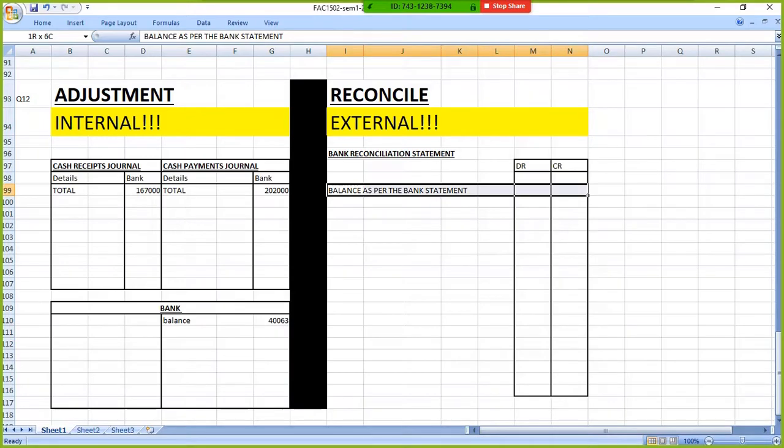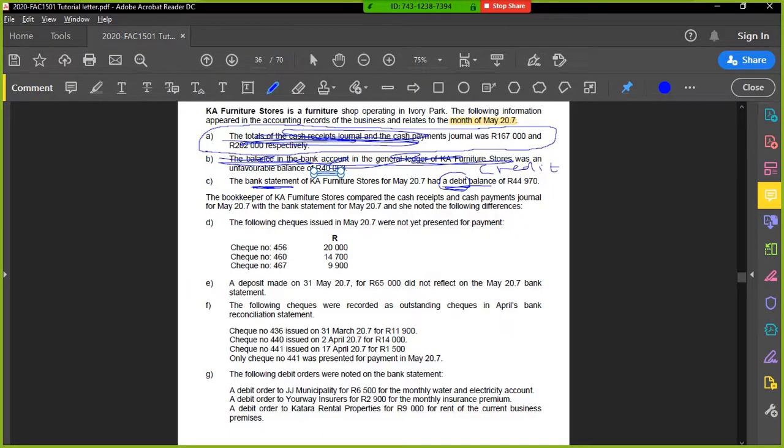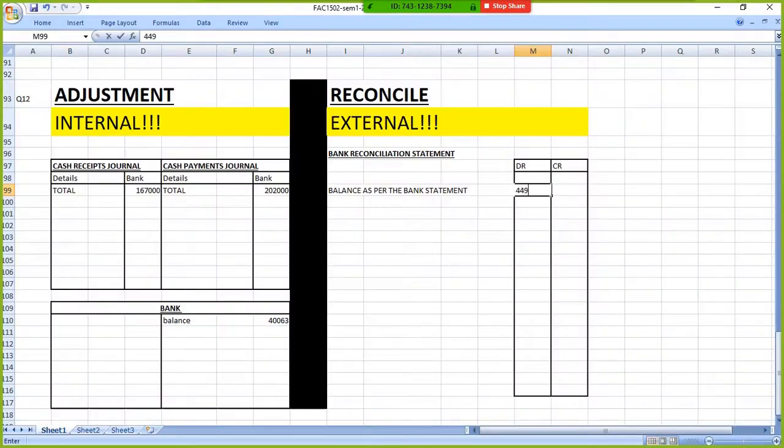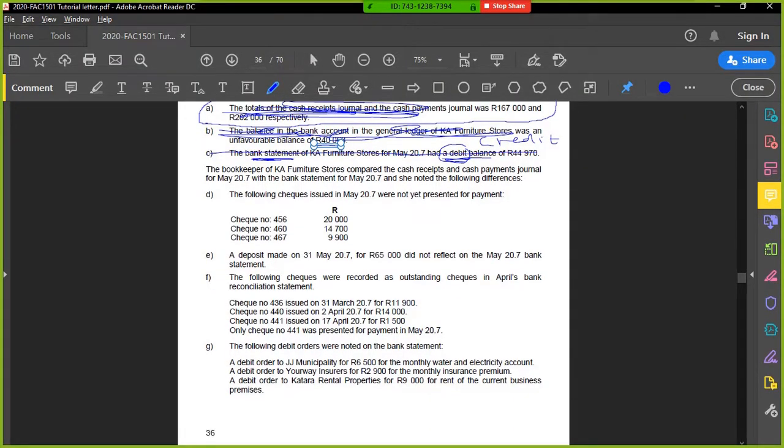So here's the bank statement. What balance does the bank statement have? A debit balance. How much does it have? 44,970. Right, we've looked at that. Next point. The bookkeeper compared the cash receipts and the cash payments journal with the bank statement and noted the following differences. The following checks issued in May were not yet presented. We spoke about this. Is this an adjustment or a reconciling item? Reconciling, I think. Yes. Well done.